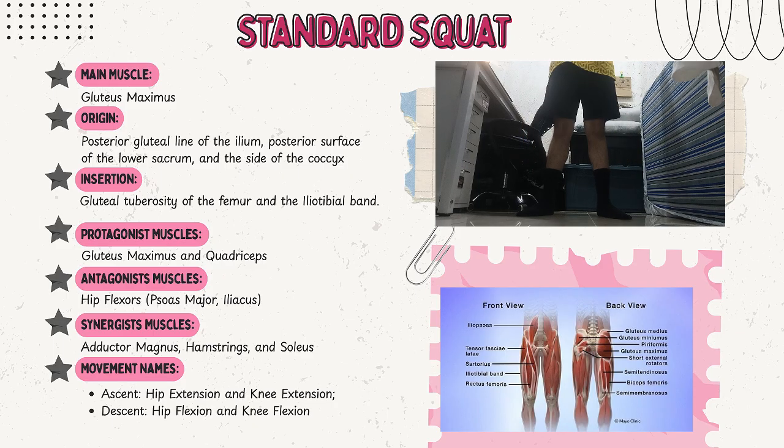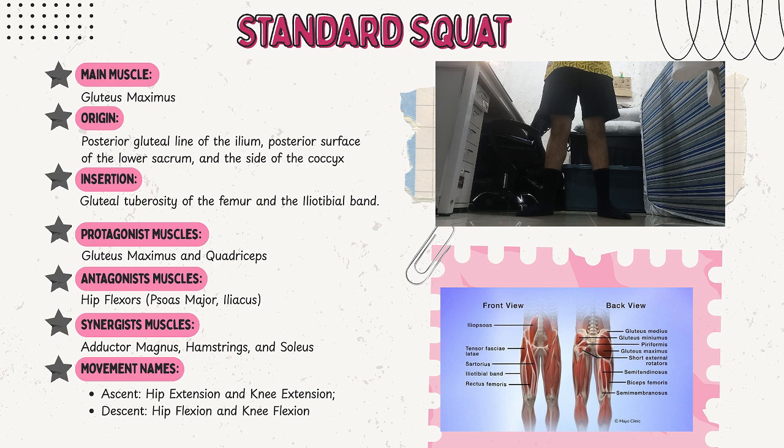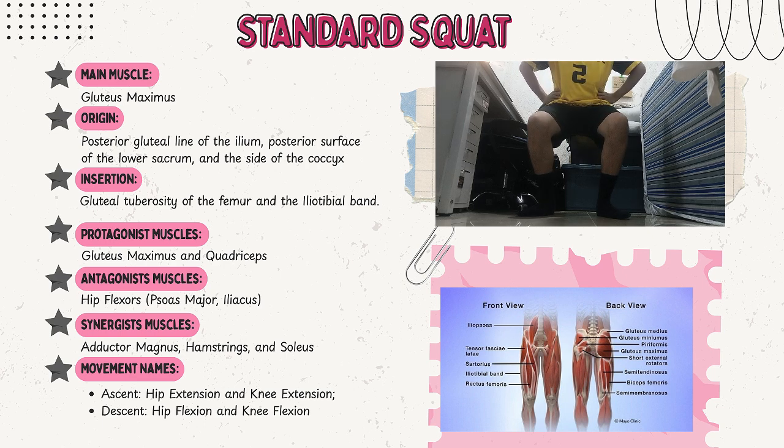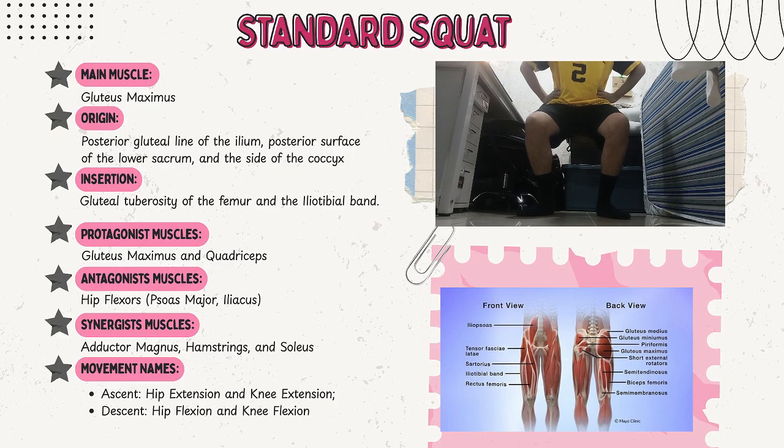As for the ascent, wherein the movement returns, the gluteus maximus and quadriceps act as the protagonists, contracting concentrically to produce hip extension and knee extension, driving the body upward back to standing. The adductor magnus assists in hip extension and helps maintain proper lower limb alignment, while the calf muscles stabilize the ankle to maintain balance throughout the motion.